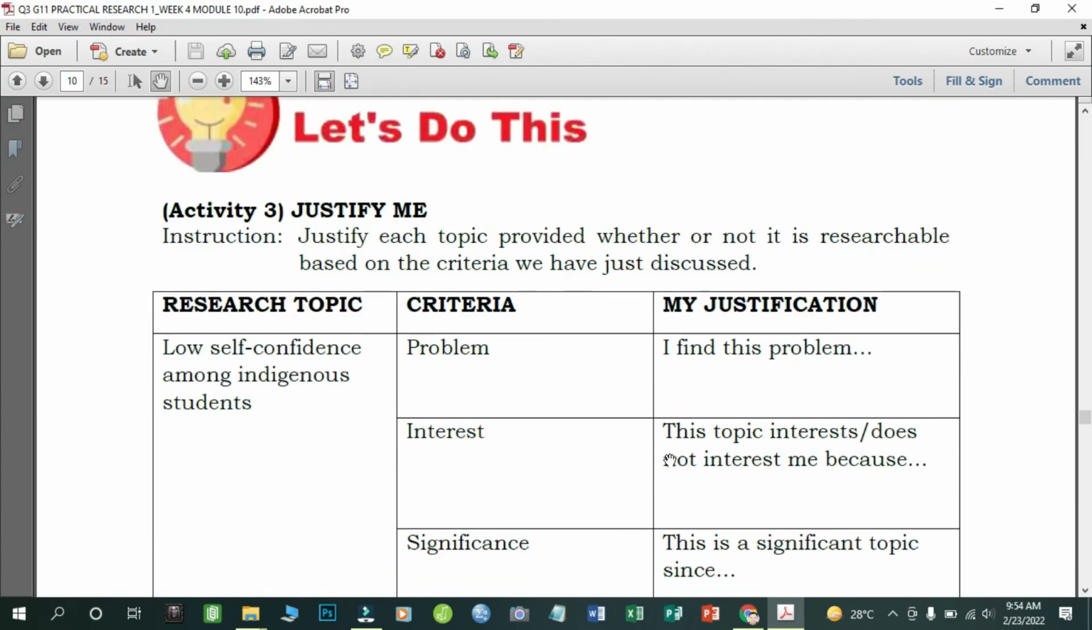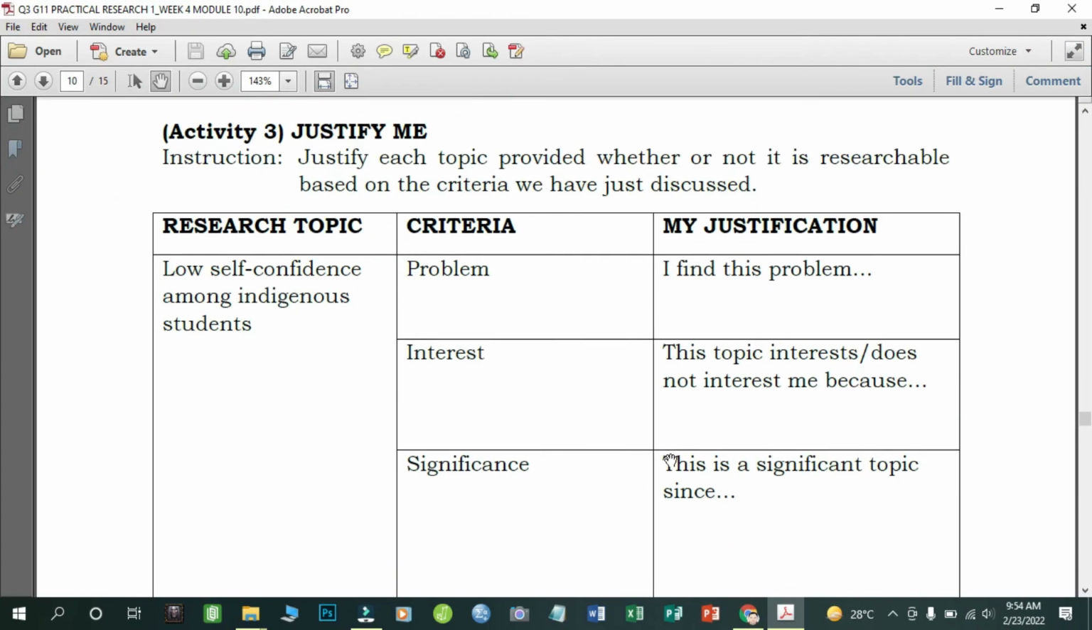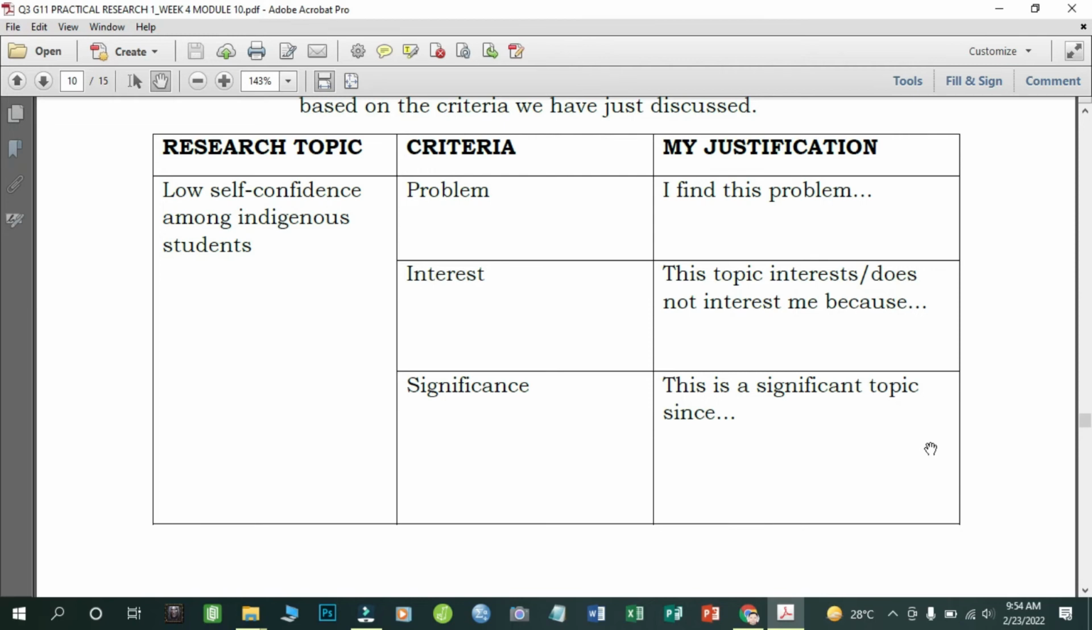Okay, let's have now this activity. Let's do this. Justify each topic provided, whether or not it is researchable, based on the criteria we have just discussed, okay. So our research topic is low self-confidence among indigenous students. So criteria, the problem: I find this problem, okay. You continue this. The interest: this topic interests or does not interest me because, okay, you put your justification. Then significance: this is a significant topic since, okay, you continue that.